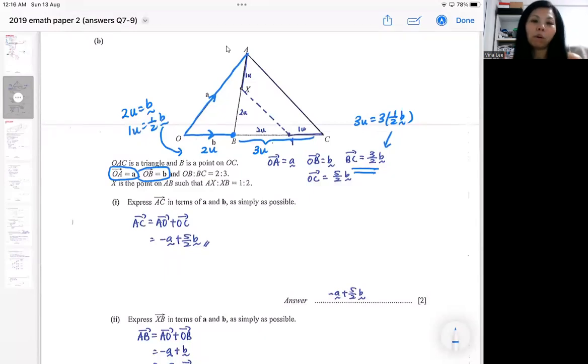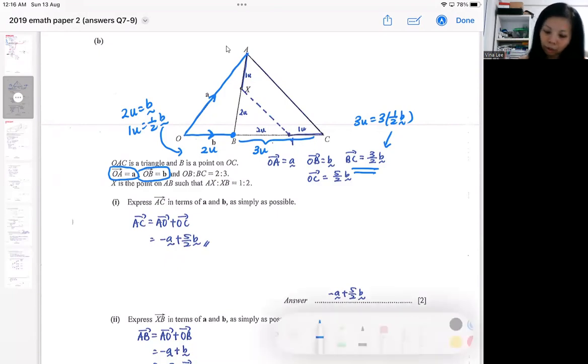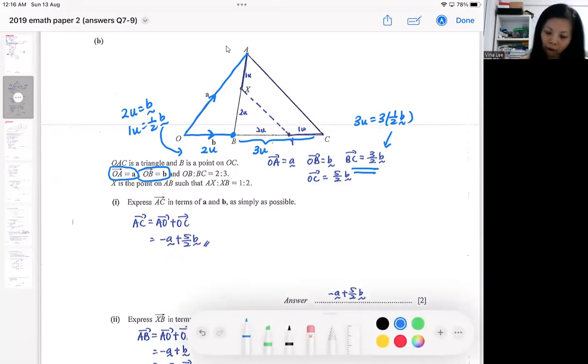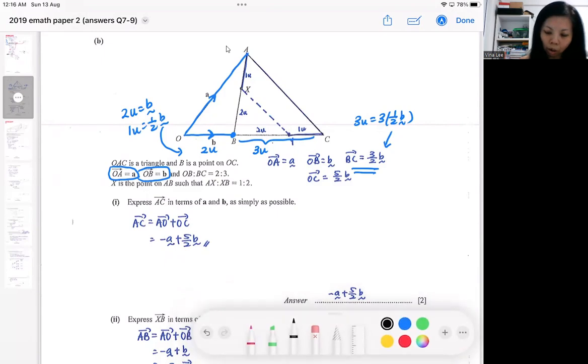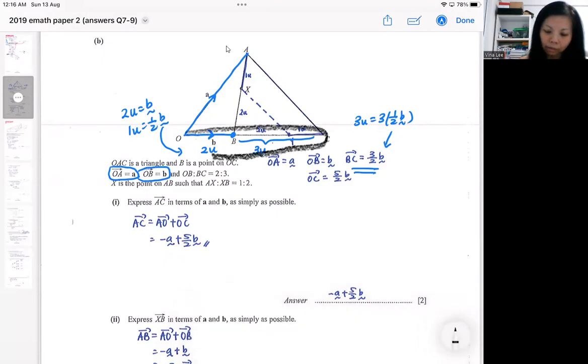So I actually process the ratio first. While processing the ratio, I come up with more vectors. Subsequently, because of this, I managed to get the whole vector as well. I will get the whole vector as 5 over 2 b.